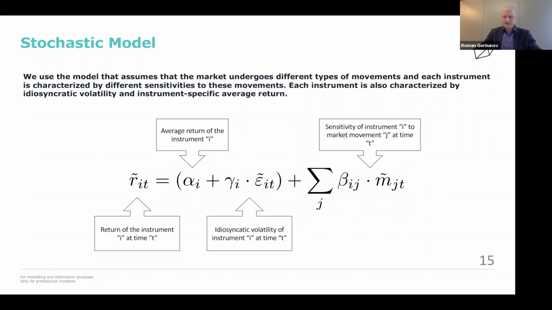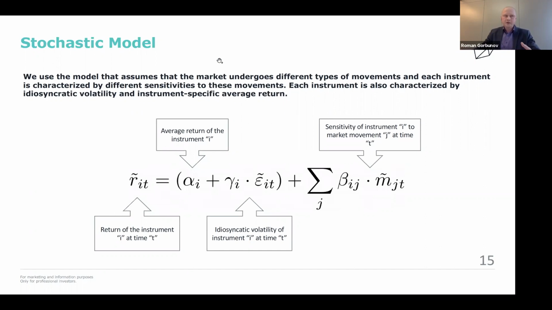And then the interesting part is the second part, where we have a sum over j, and with that sum, we loop over different kinds of market movement. So in the simplest picture, we can say that the market can just move either up or down. So we have just one type of movement, and every stock is sensitive to this movement to a larger or smaller extent. We can imagine stocks that are very sensitive to the market movement. Then we have a large beta. We can have stocks that are less sensitive or not sensitive at all to the market movement. Then we have beta equal or close to 0. And we can also imagine stocks with negative sensitivity, which means that if the market goes up, then the stock has a tendency to go down.